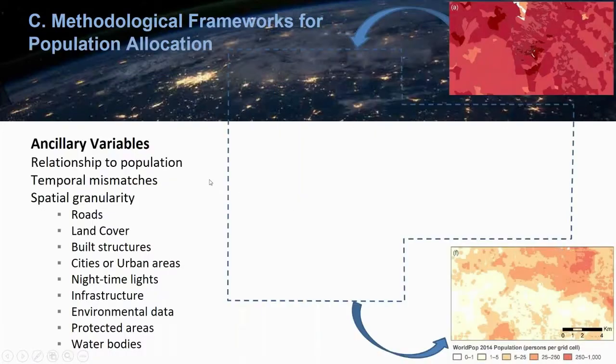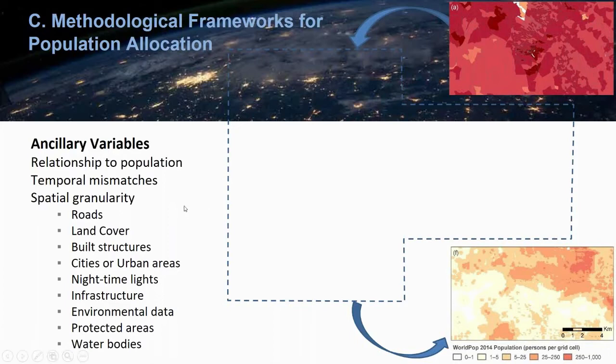In other words, dasymetric frameworks are very dependent on ancillary variables. It's very important to identify whether or not there's a relationship between these ancillary variables and population. The user has to be aware that there might be temporal mismatches between ancillary variables as well as the population, and how to address that. There might be even temporal mismatches between different kinds of ancillary variables.